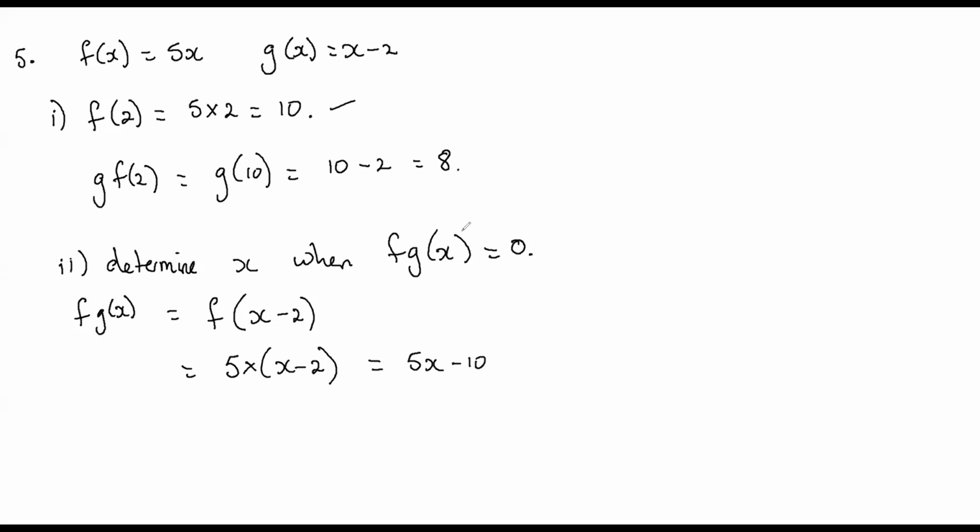Great. So now they're asking us, what value of x will make this equal to 0? Since we know what this is now, 5x minus 10, we put that equal to 0. So what do we know? x is equal to 0 plus 10. So x is equal to 10 over 5, which is 2.